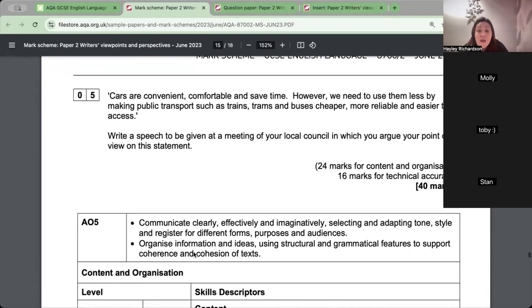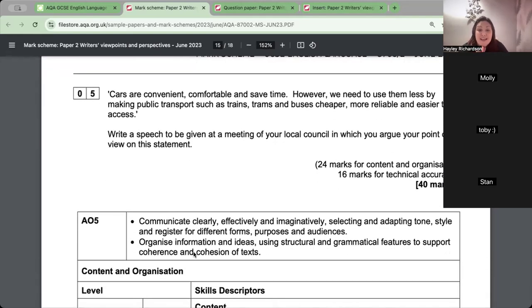Okay. We are going to leave it there because I ran over by a minute. I'm so sorry. And we'll be looking at question 5 on Wednesday. Okay, and we'll be doing a bit more writing.